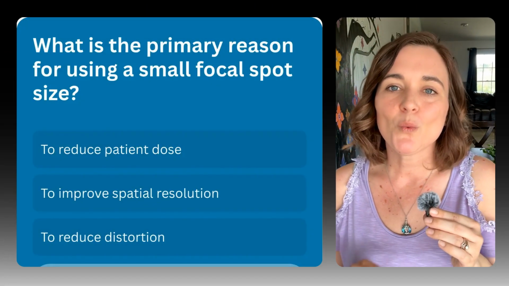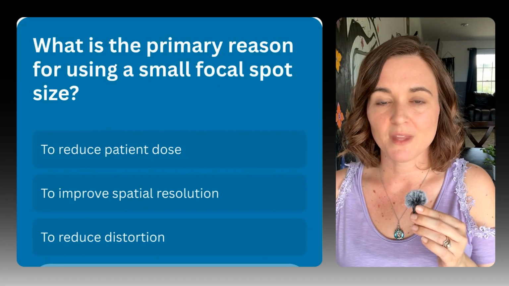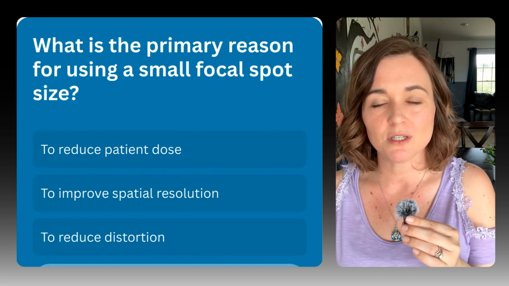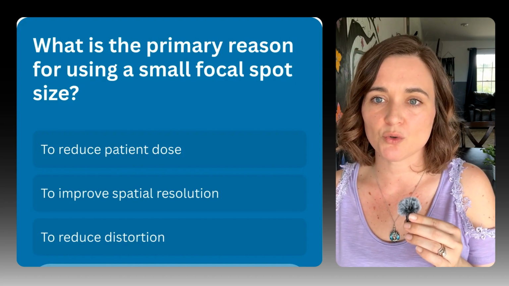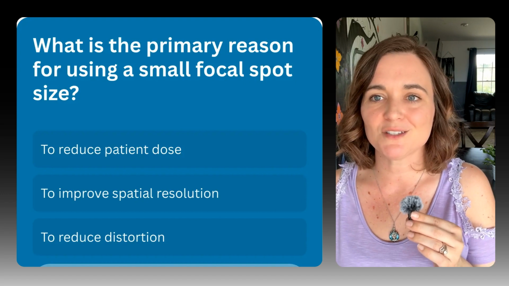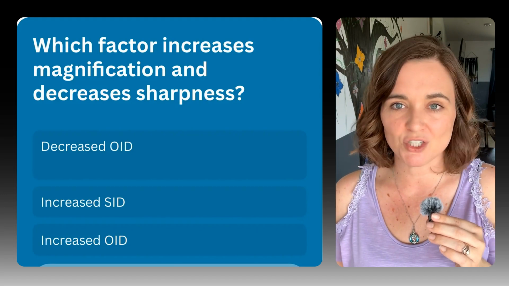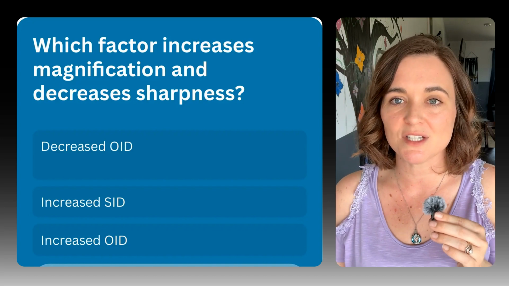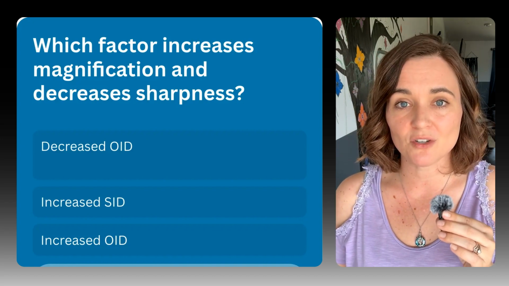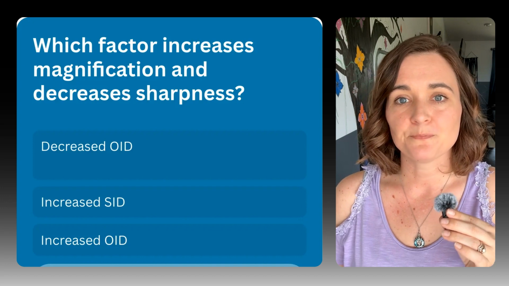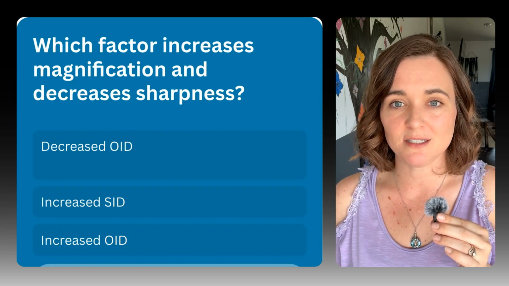Question 7. What is the primary reason for using a small focal spot size? A, to reduce patient dose, B, to improve spatial resolution, or C, to reduce distortion? Your answer is B, to improve spatial resolution. Question 8. Which factor increases magnification and decreases sharpness? A, decreased OID, B, increased SID, or C, increased OID? Your answer is C, increased OID.